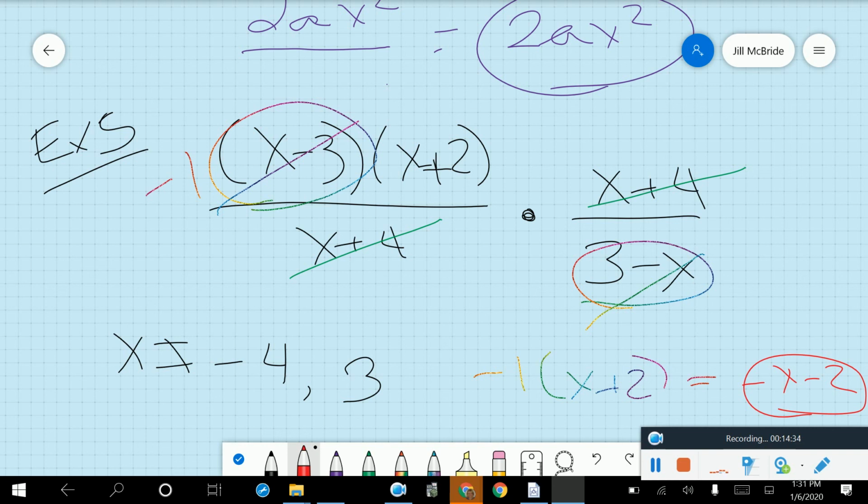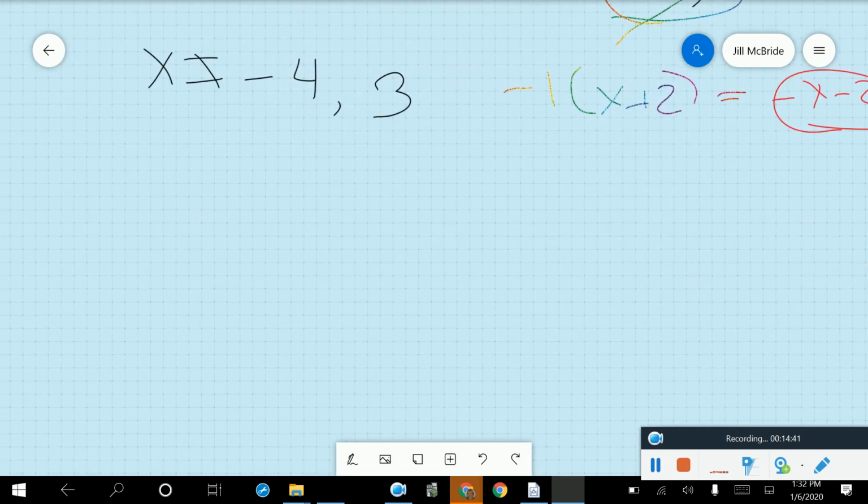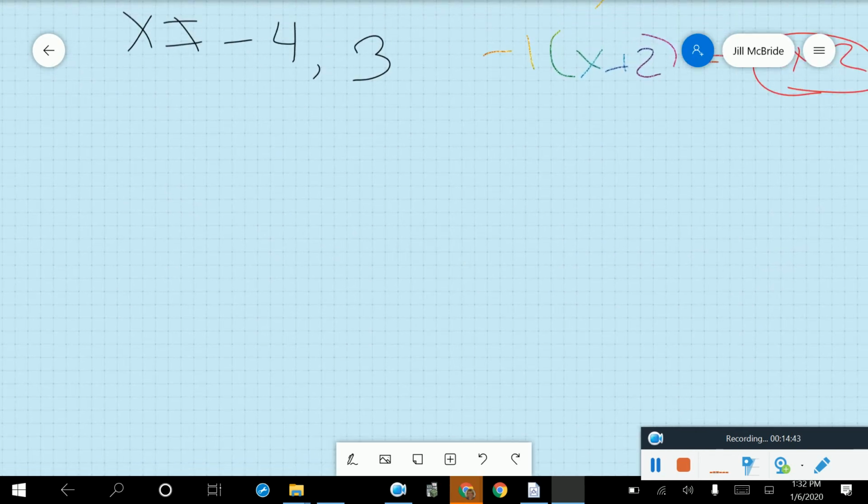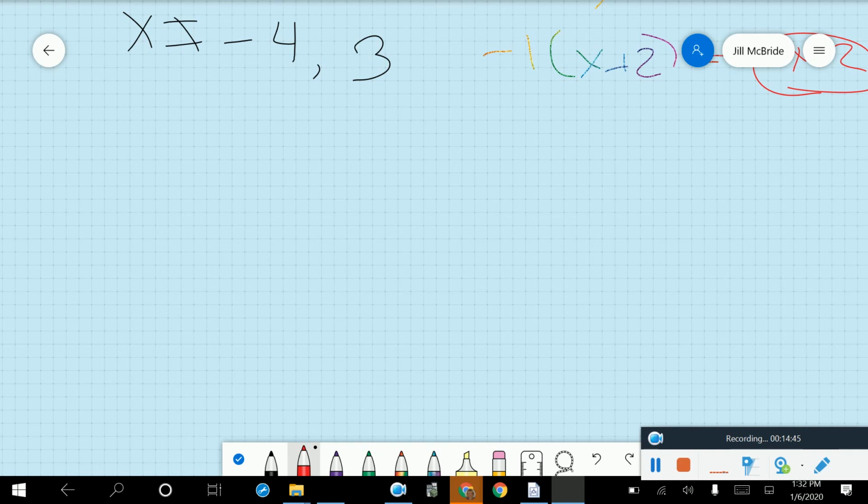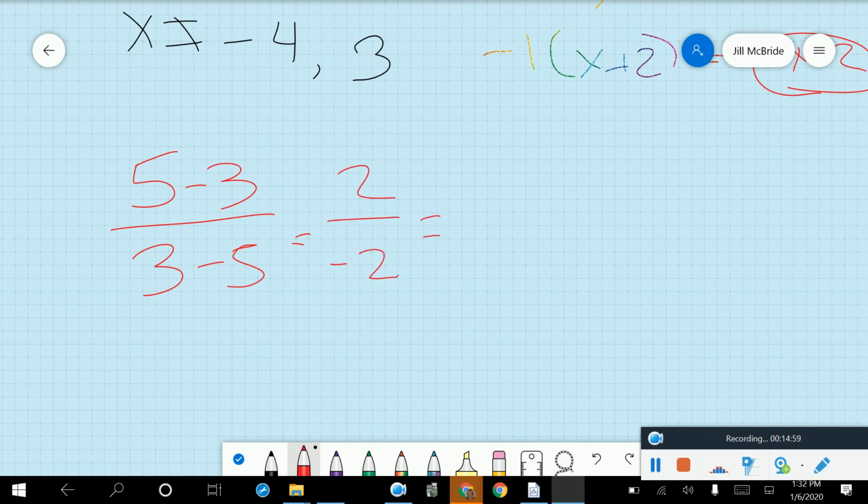Okay, so why do the x minus 3 and 3 minus x cancel, leaving a -1? Let's talk about that. Suppose, let's do it in terms of numbers. Suppose I had 5 minus 3 divided by 3 minus 5. I switch the order, and one's in the top and one's in the bottom. Well, what is the numerator? The numerator is 2, the denominator is -2, so they divide to be a -1.